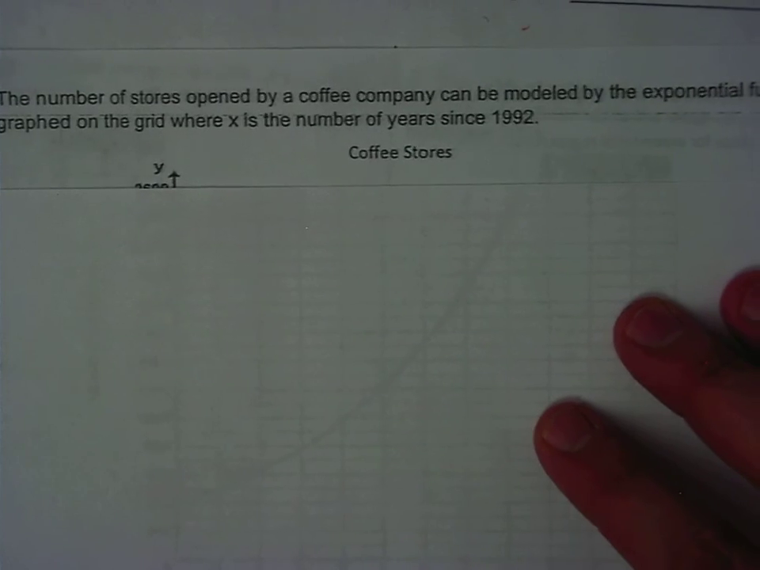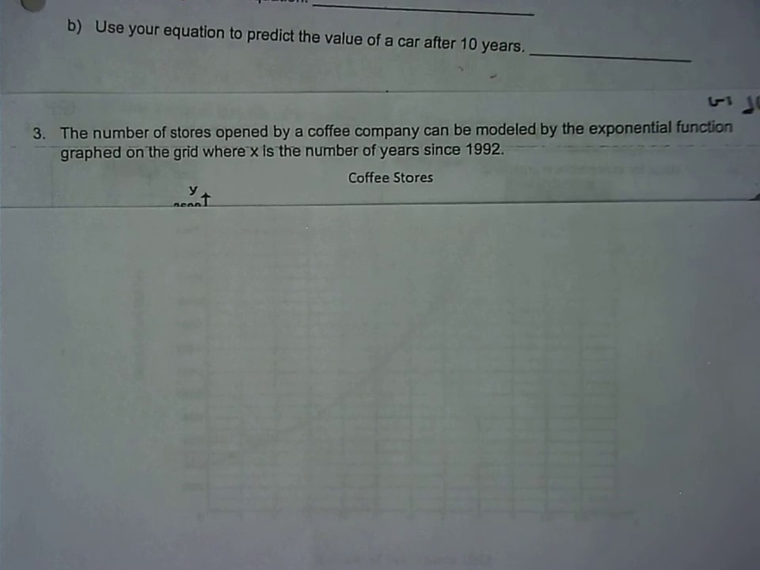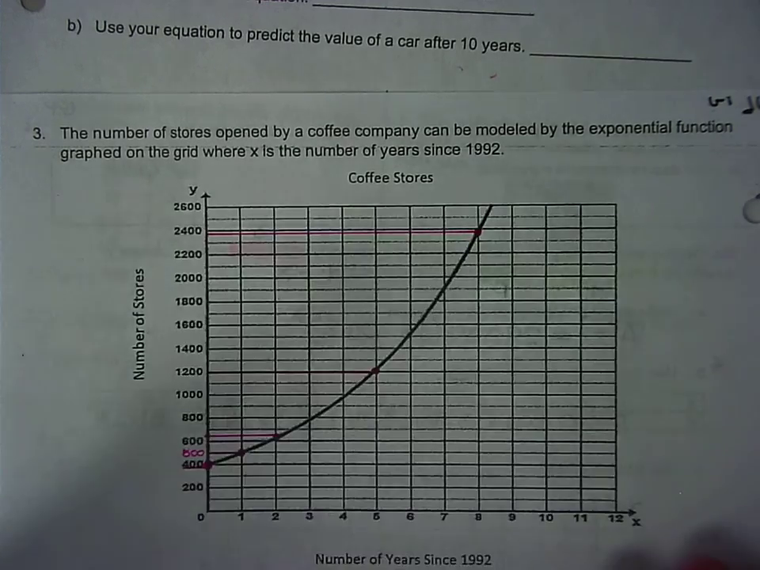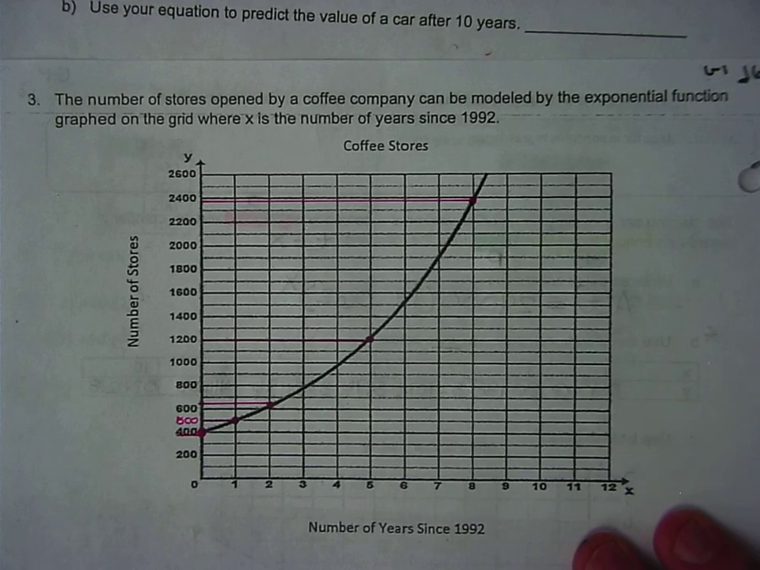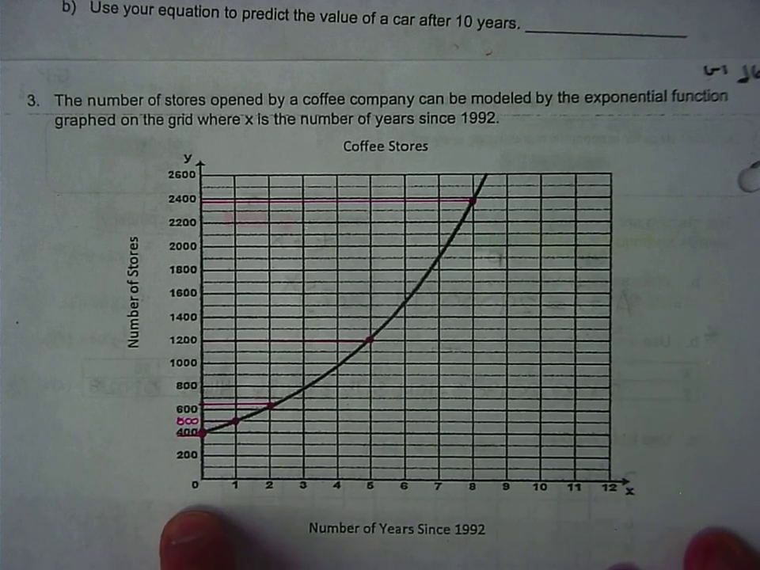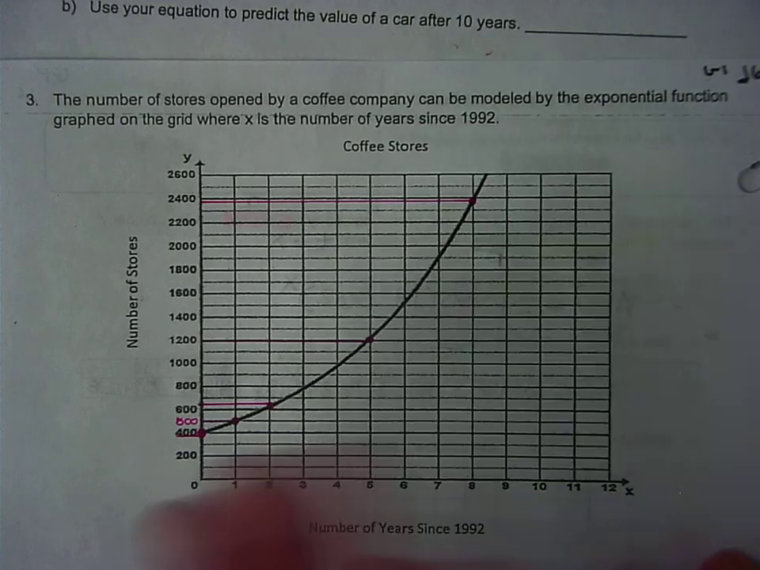So for page 110, here is our scenario. Let me go ahead and put it in view so you can actually see it. Feel free to follow along. The number of stores opened by a coffee company can be modeled by the exponential function graphed on the grid, where X is the number of years since 1992. So we have coffee stores on this graph being modeled here. So it begins, year 0 is 1992, and every year afterwards. That's going to be, what, 1992, 2002, 3, 4, so on and so forth.